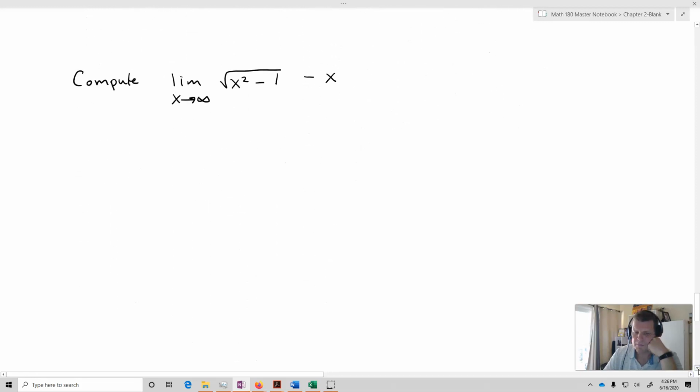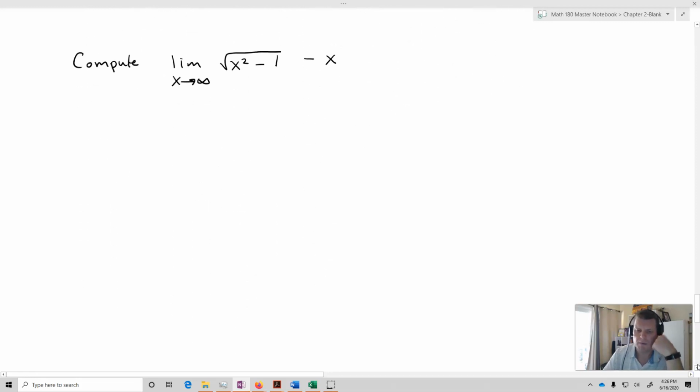All right. What about this one? Compute the limit as x approaches infinity of the square root of x squared minus 1 minus x. In this case, we got less of a problem because we're not going to end up with some kind of 0 over 0 or some other issue. Instead, this thing here is going to be the square root of infinity squared. I mean, what is that? That just gets really big. So that's like infinity minus infinity.